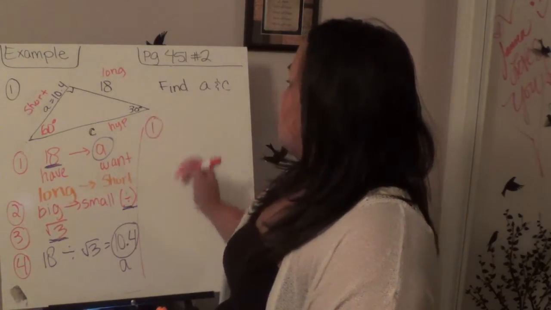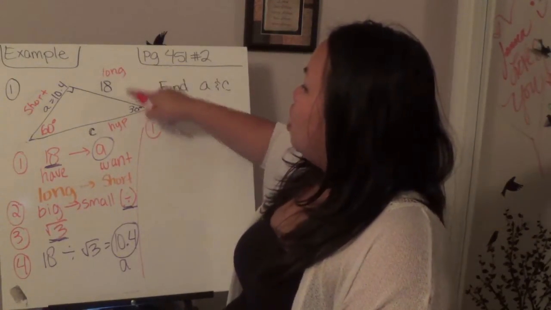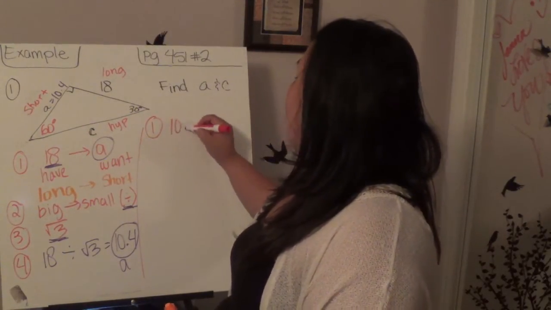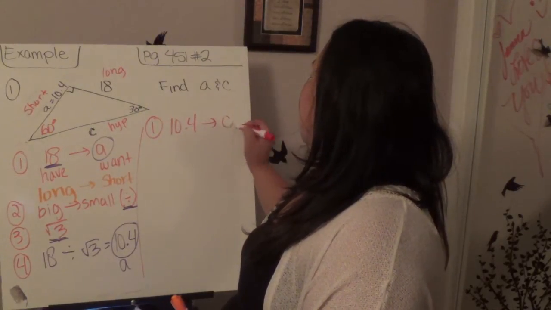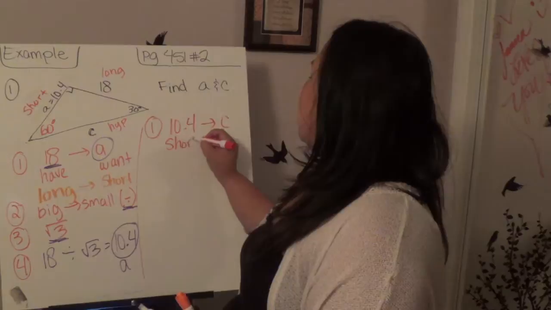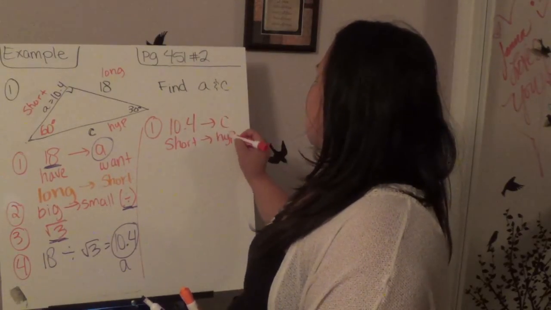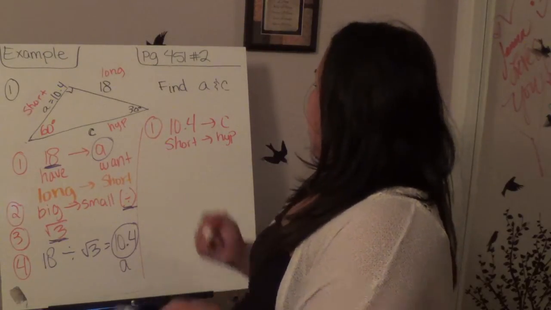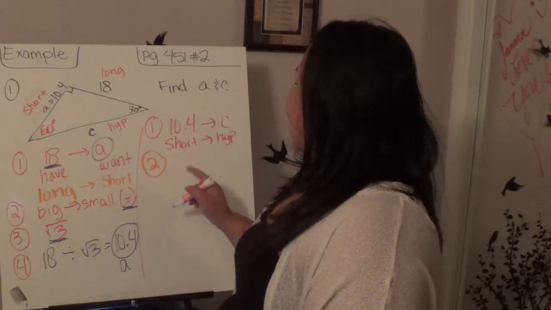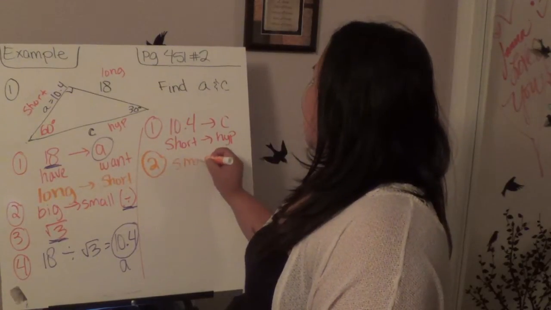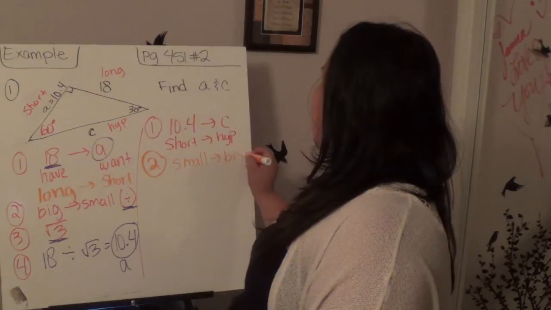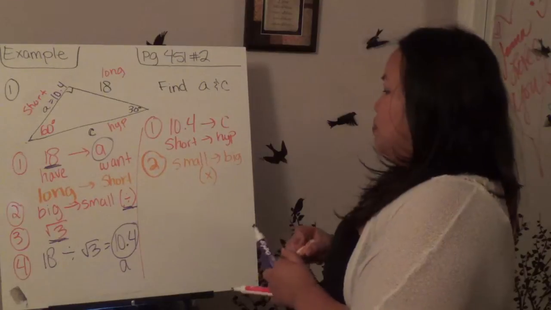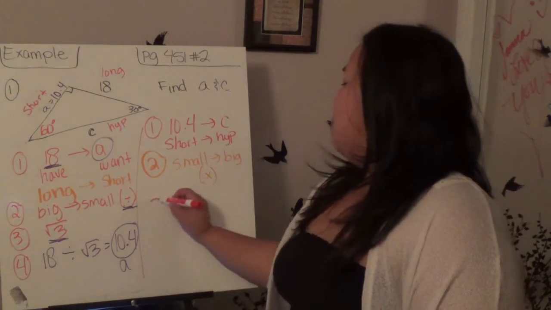So let's try the other one. Again, my first step, I always have to relate everything to short. So I can't go from long to hypotenuse, but I can go from short to hypotenuse. I can go from 10.4 to C, which is short to hypotenuse. That means my second step is I'm going from small to big, so I'm going to be multiplying, which is a little bit more fun. And then my third step is to find that magic number.